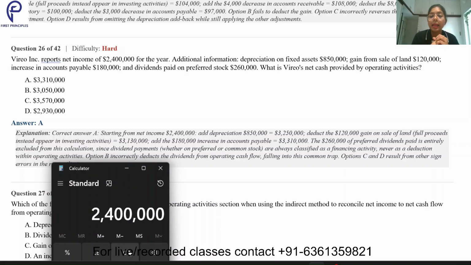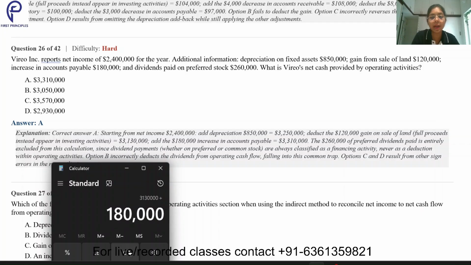Then depreciation on fixed assets. Depreciation is a non-cash expense, so we should add it back. Then gain from sale of land. Gain from sale of land is a part of investing activity which is included in my net income, so it should be removed from my net income. Then increase in accounts payable, 1,80,000. Increase in accounts payable means increase in current liability, so it should be added.